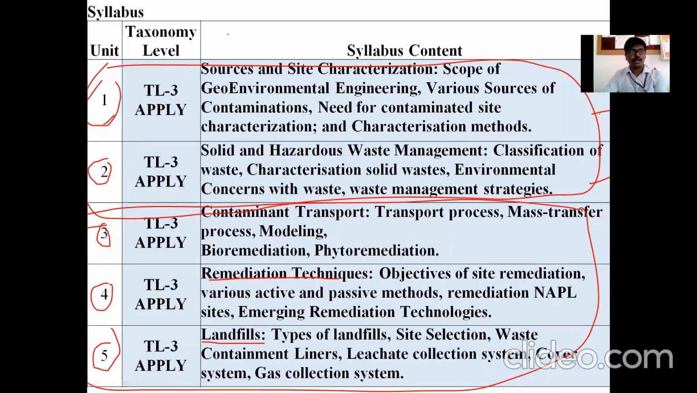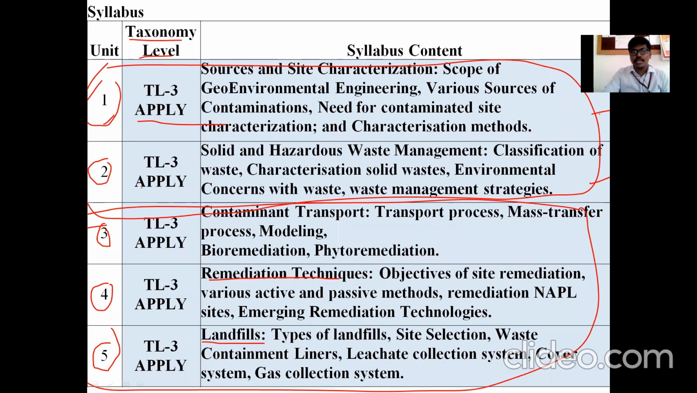Okay, moving on, here I've written the taxonomy level. Taxonomy level is the level of knowledge we'll be gaining and applying. Usually we come across 4 to 5 taxonomy levels. Mainly the first two are the basic taxonomy levels, like understanding and knowledge. And the third taxonomy level is apply.